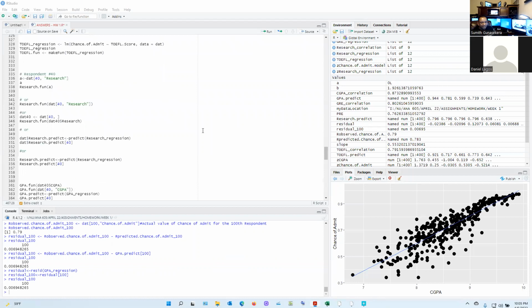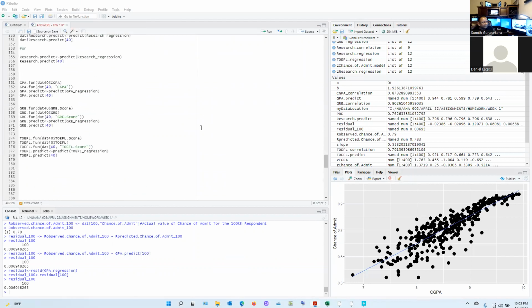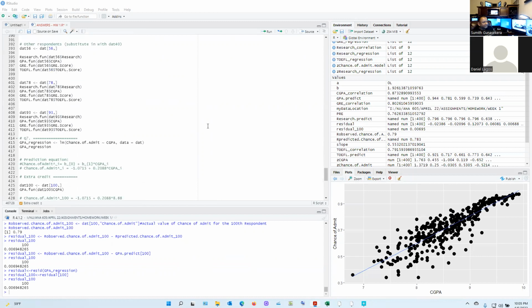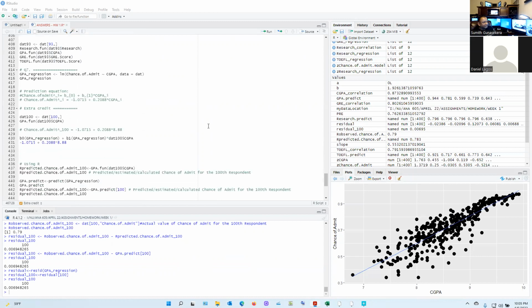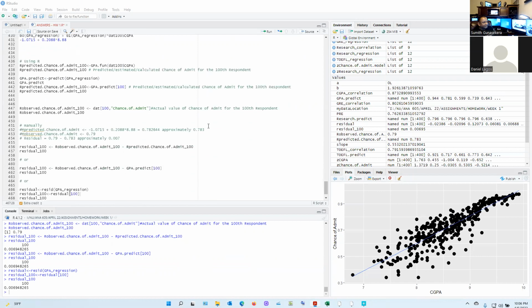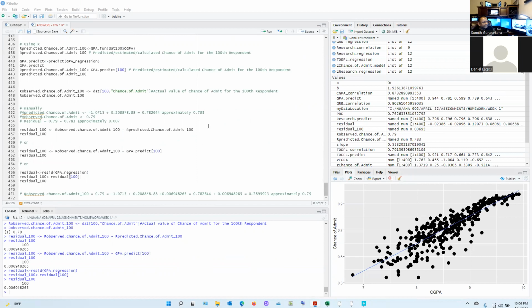So it's not hard. You can learn many ways of getting this done, or just stick to one method. Observed value minus the predicted value. Observed value minus predicted value. You can recall the observed value, 0.79.